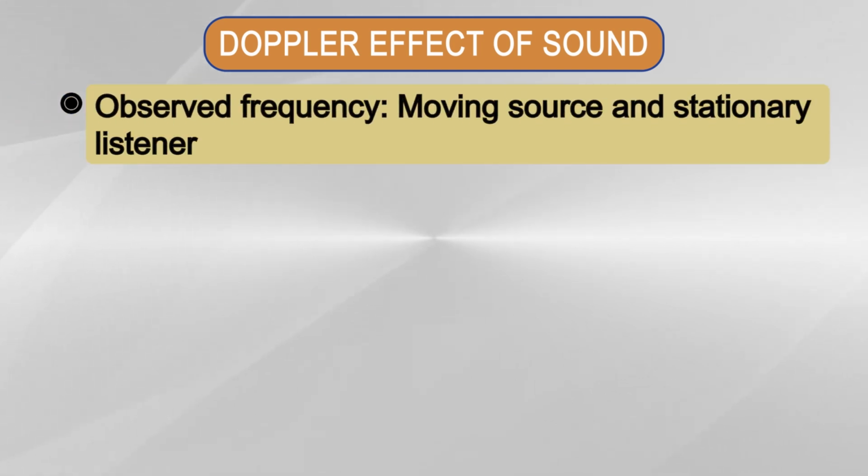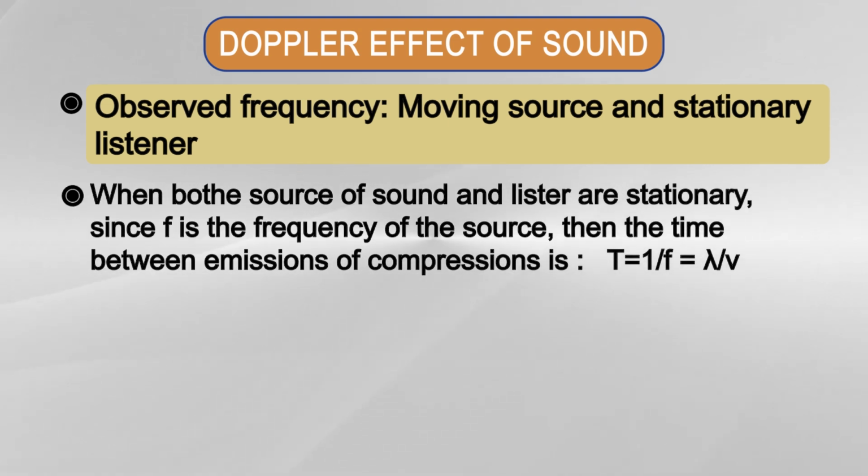Now the second case: we observe the frequency when the source is moving and the listener is at rest, in stationary form. When both the source of sound and the listener are stationary, we take that frequency f. So, f is equivalent to V upon lambda. If we consider the time between the emission of compressions, this time is inversely related to frequency. So, T is equivalent to 1 upon f, which is equivalent to lambda upon V.